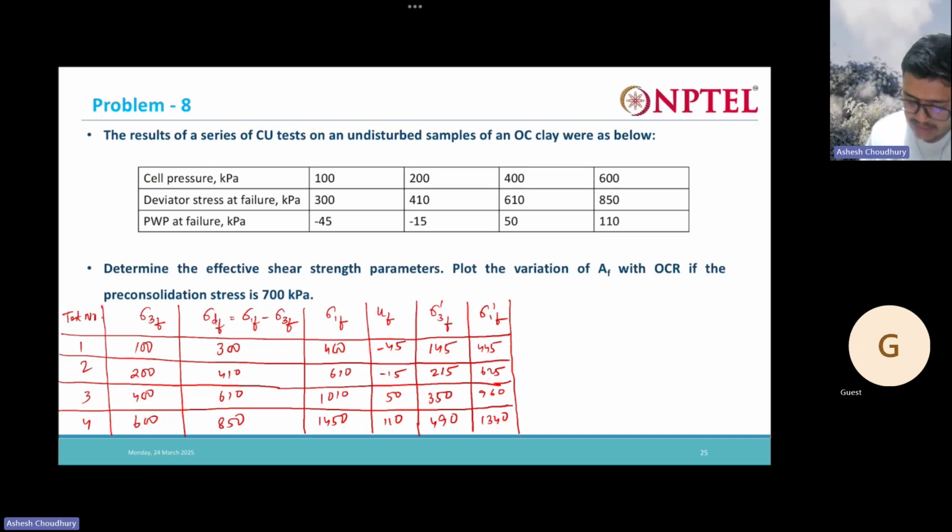Now, what is our task? To determine the effective shear strength parameters, we need to draw these 4 Mohr circles with sigma 3 f prime and sigma 1 f prime, and then draw the common tangent to them. The slope of the tangent will give you phi prime and the intercept will give you c prime. One more thing here is that we can also find c prime and phi prime from the p prime q prime plot. That option you also have.